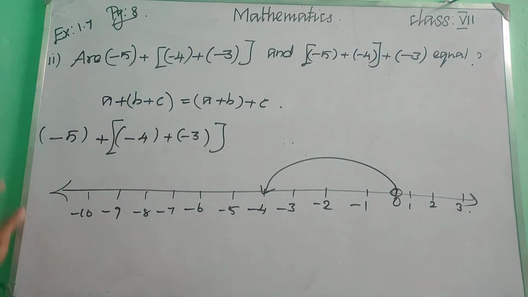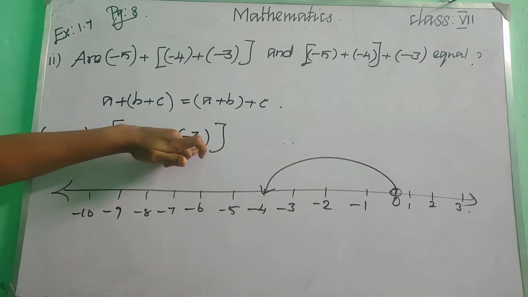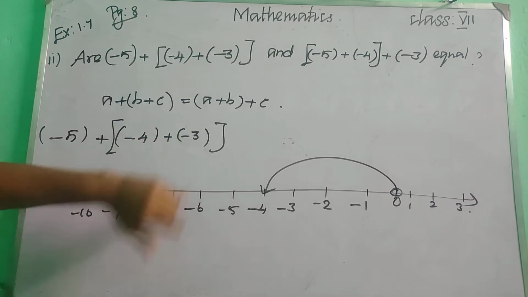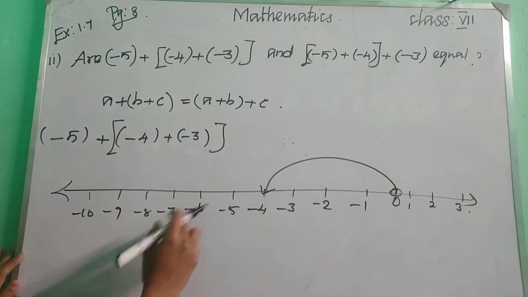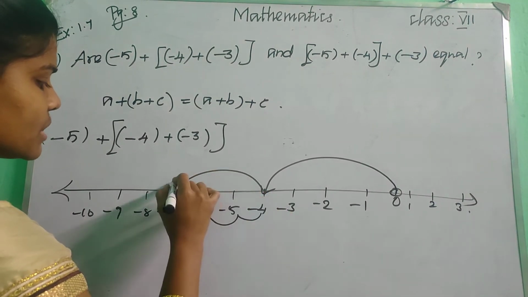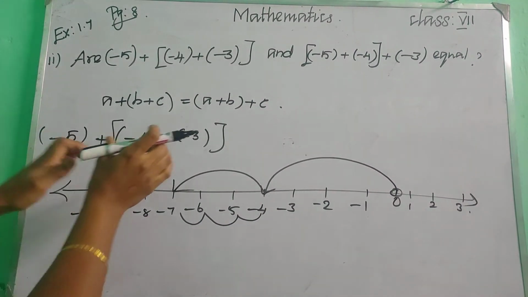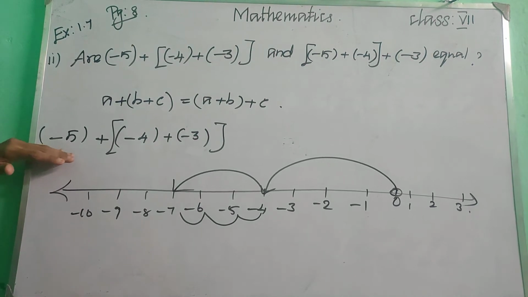Now we are here, and again we need to move minus 3. Minus 3 means it is also in the negative direction, right? So minus 3 means 3 steps on the left hand side. So 1, 2 and 3. So we are getting minus 7. Okay, children, so we have completed this bracket, and then we need to do this minus 5.